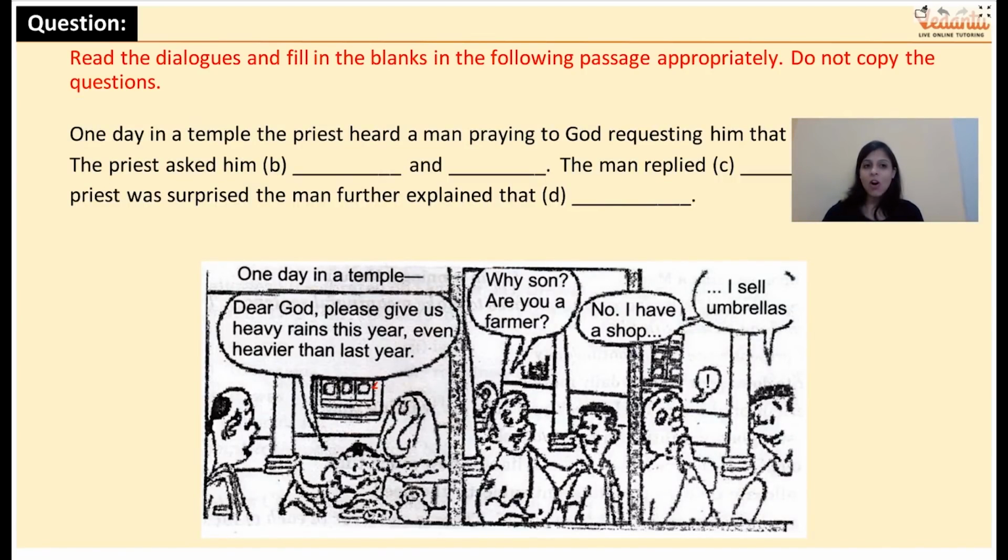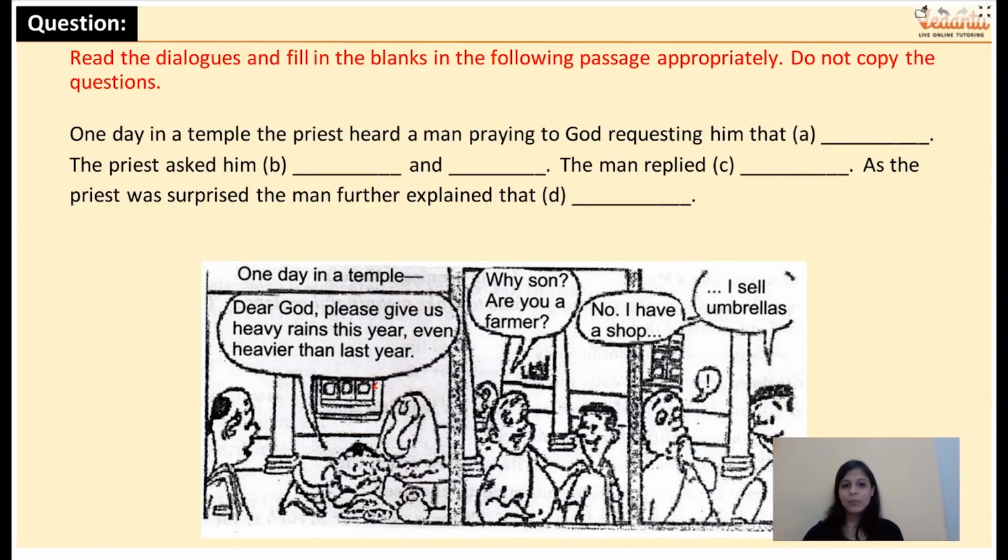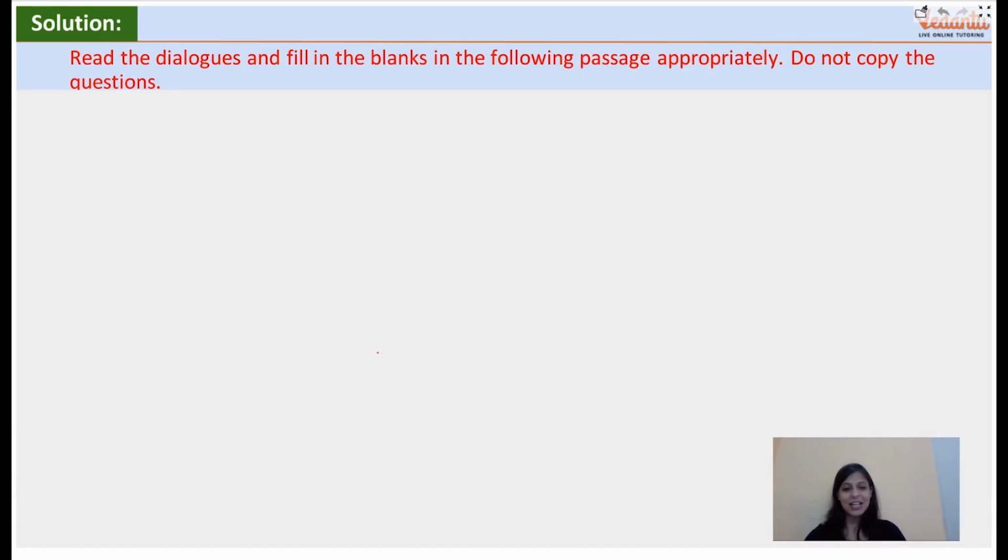So there are dialogues. You have to read the dialogues and fill in the blanks. Do not copy the questions. There's an instruction that you don't have to. So one day in the temple, there was this person. This is an event that took place in the temple. Dear God, please give me some heavy rains this year, even heavier than last year. My son, are you a farmer? No, I have a shop and I sell umbrellas. Good, I like this conversation. Okay, so let's see what is there.